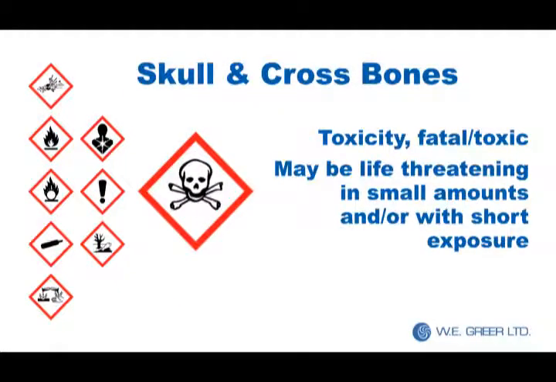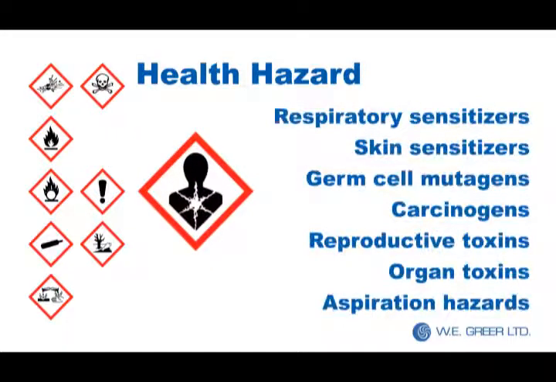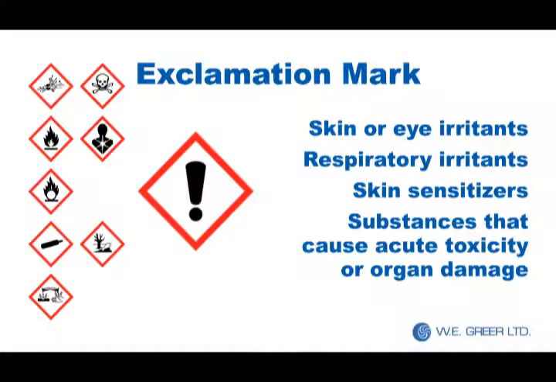The skull and crossbones represents acute toxicity, either fatal or toxic. It refers to products that may be life-threatening even in small amounts with short exposure. The health hazard symbol represents products that are respiratory or skin sensitizers, germ cell mutagens, carcinogens, reproductive toxins, organ toxins, and aspiration hazards. The exclamation mark represents products that are skin or eye irritants, respiratory irritants, skin sensitizers, or substances that cause acute toxicity or organ damage.